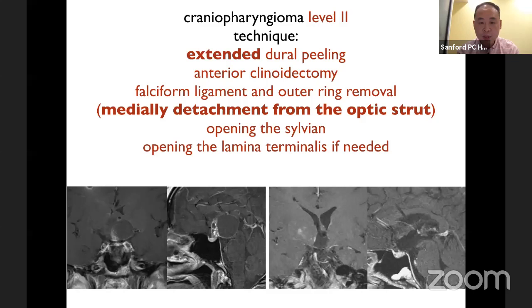And why do you do the extended dura peeling? Because usually the craniopharyngioma extends suprasellar, high up in the third ventricle. So you have to do more dura peeling so that you have a good trajectory up from below.